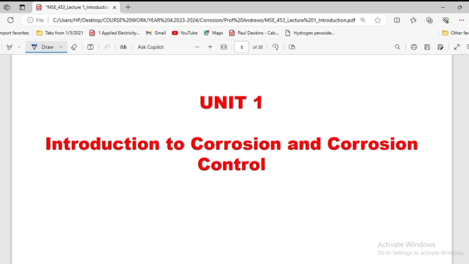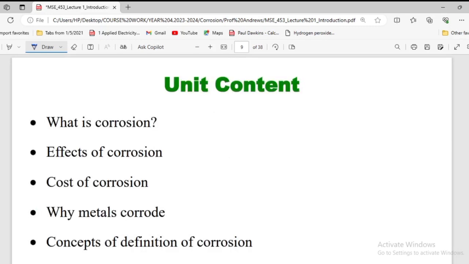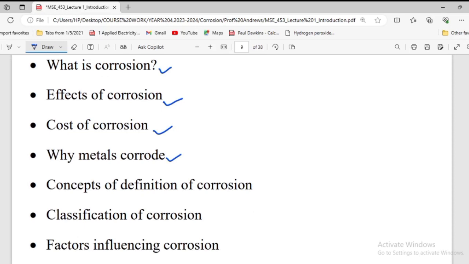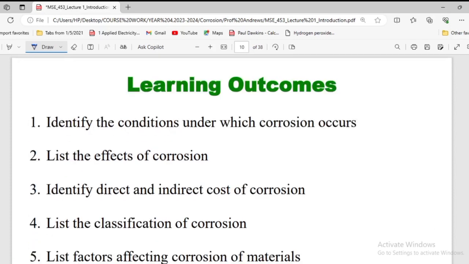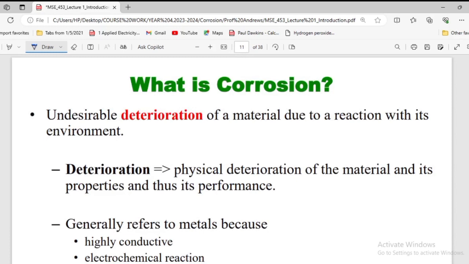So now, we're going to talk about introduction to corrosion, basic definition of corrosion, and some effect of corrosion. So let's look at the outline of this course. The unit content is going to talk about understanding what is corrosion, the effect of corrosion, cost of corrosion, why metals corrode. We are going to look at some concept of definition of corrosion, classification of corrosion, and factors influencing corrosion. Now, let's get into it.